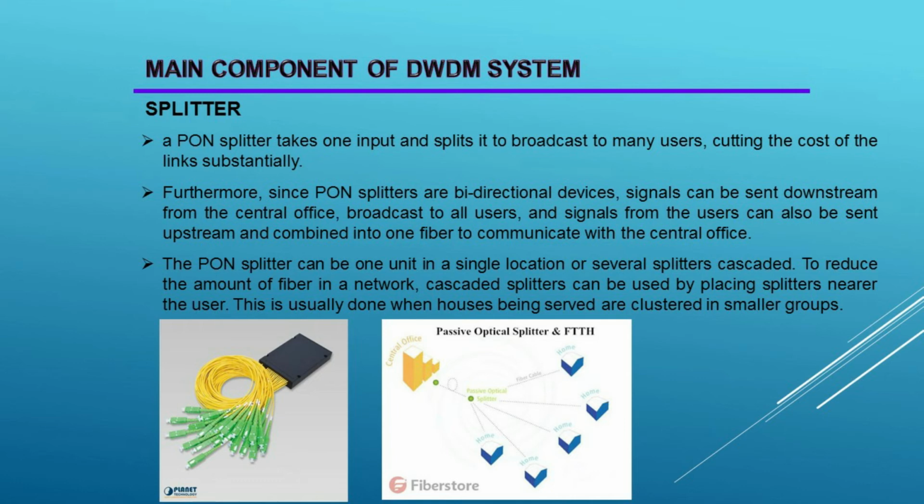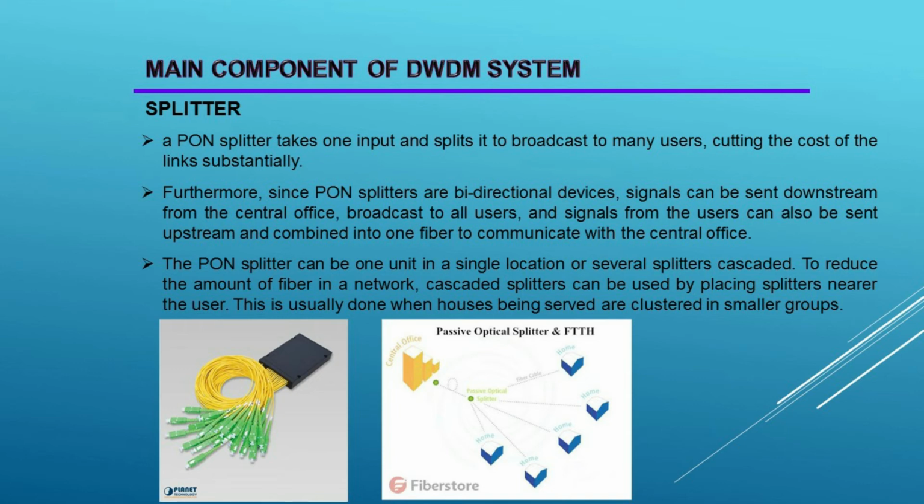Furthermore, since PON splitters are bidirectional devices, signals can be sent downstream from the central office broadcast to all users, and signals from the users can also be sent upstream and combined into one fiber to communicate with the central office. The PON split can be one unit in a single location or several splitters cascaded.